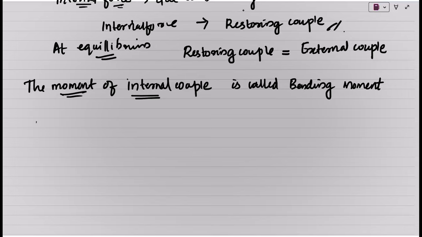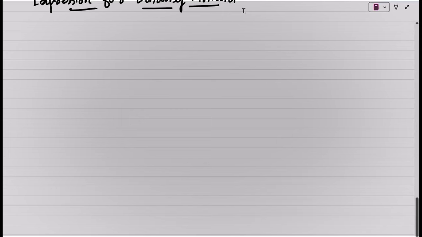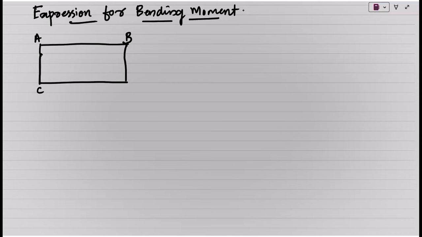Now we are going to derive the expression for bending moment. For that, consider a section of a beam, given with the letters A, B, C, D. The middle layer, the neutral layer, is called E, F. Consider another layer at a distance X from the neutral layer. We can name it G, H.